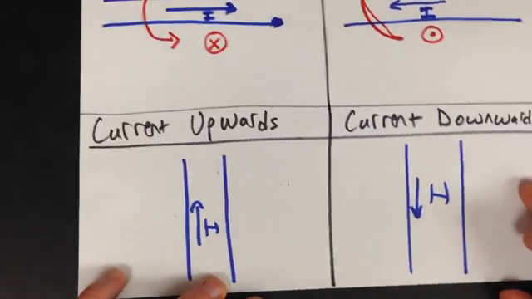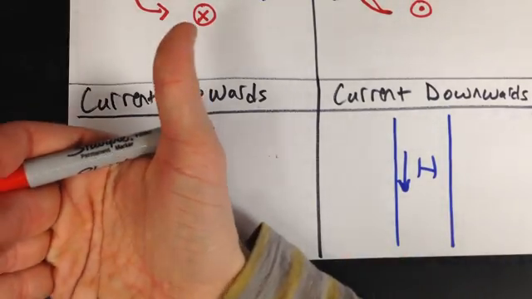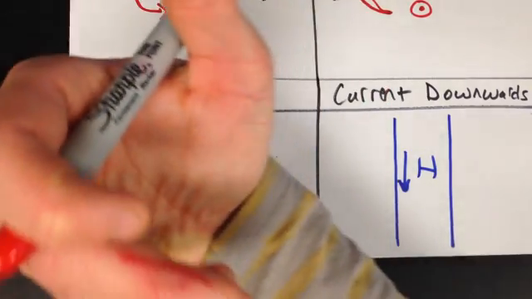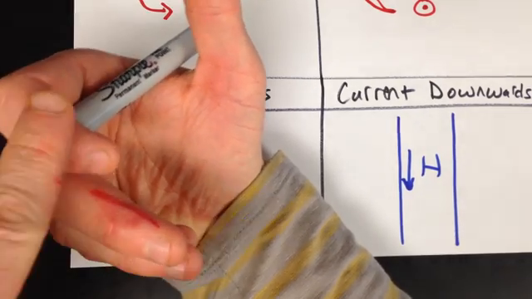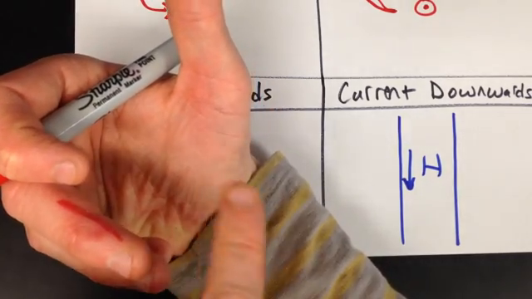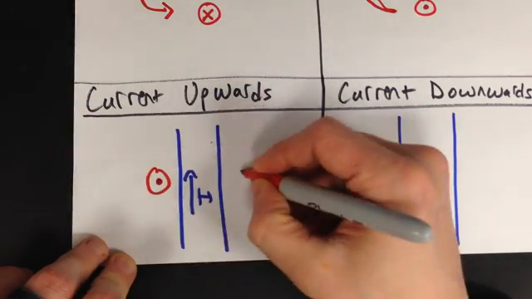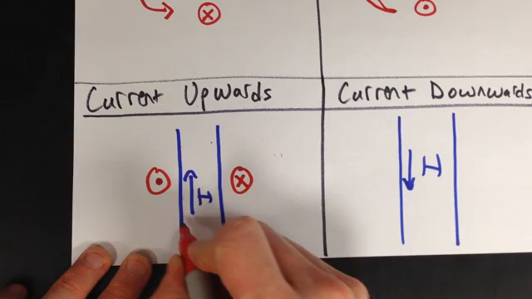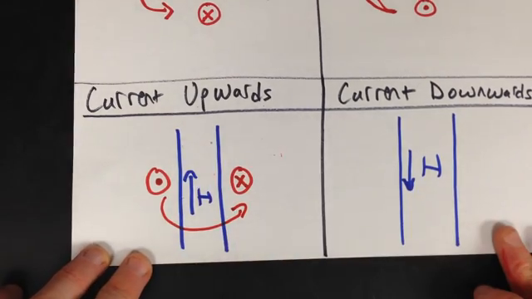Okay, so if the current is upwards, face your thumb upwards, and then you curl your fingers around like that. So here they're coming out of the page, and here they're going back into the page. Coming out is a dot, going back in is an X. So my magnetic field looks like that.